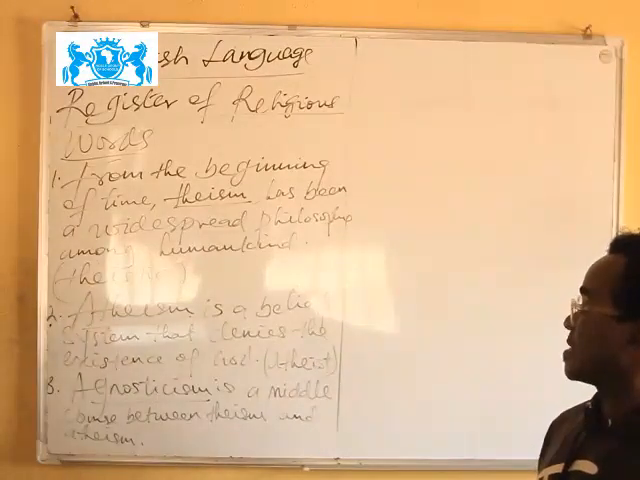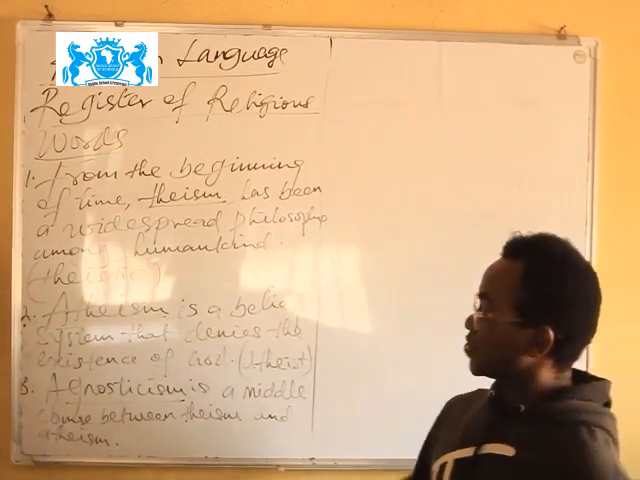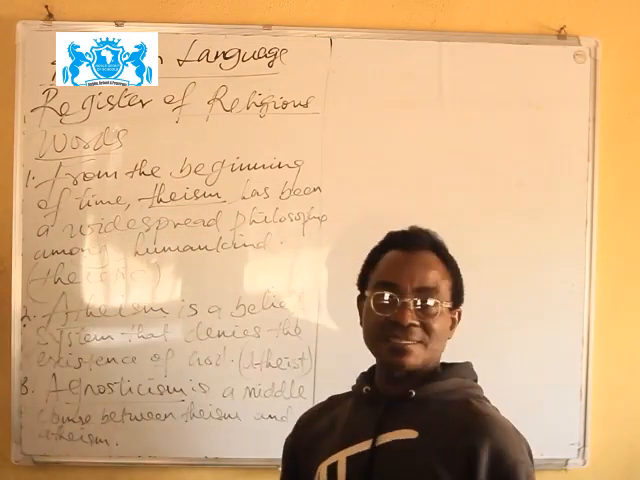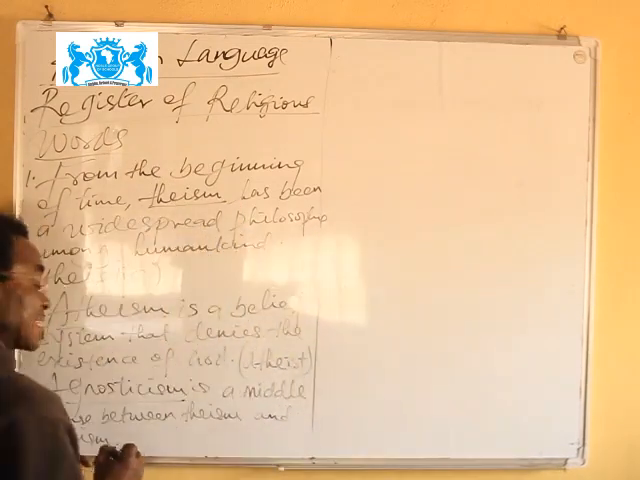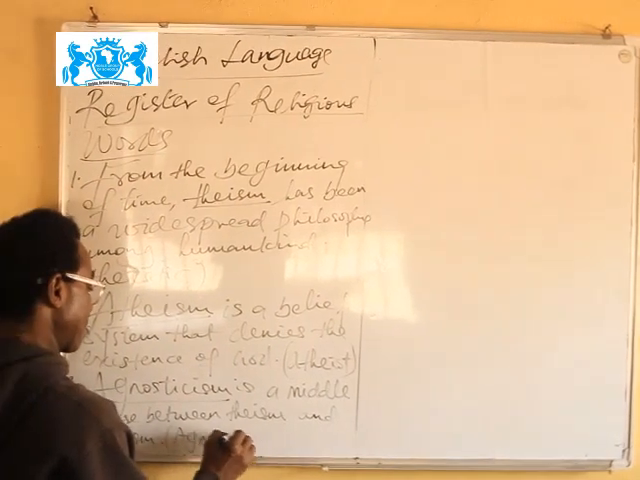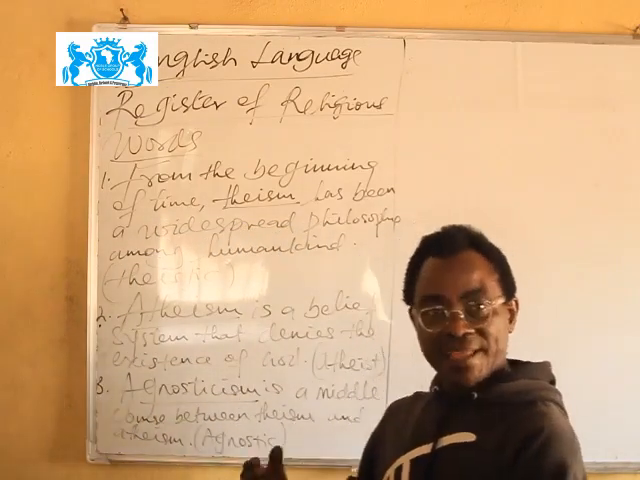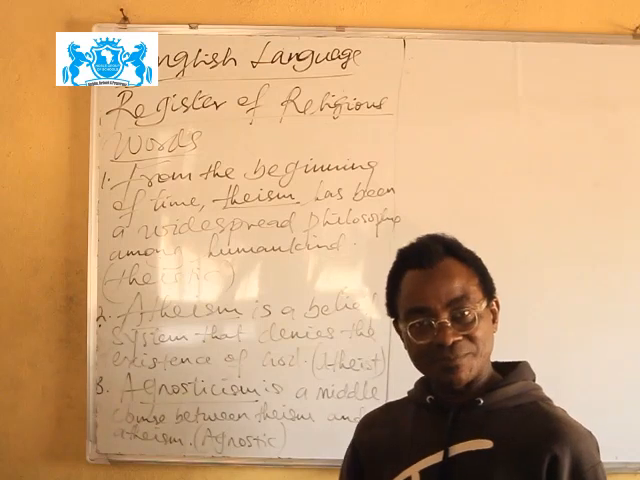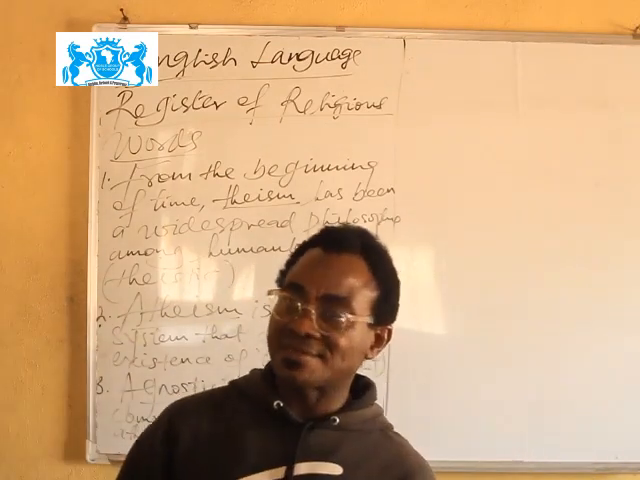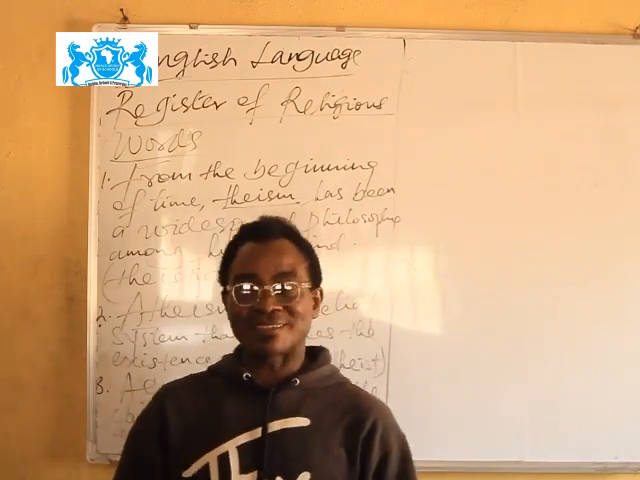Agnosticism is a middle course between theism and atheism. It introduces our third register of religion, agnosticism. Agnostic, and agnosticism. An agnostic is a person who advocates the principle of agnosticism. What does agnosticism mean? It says very simply that God is unknowable if He exists.